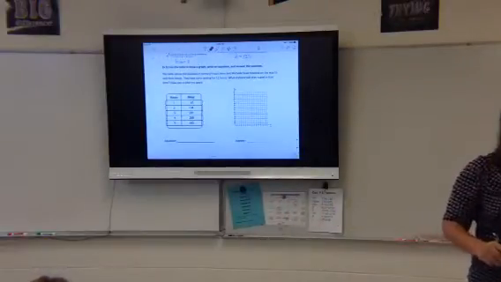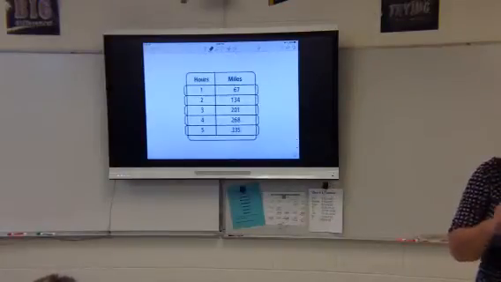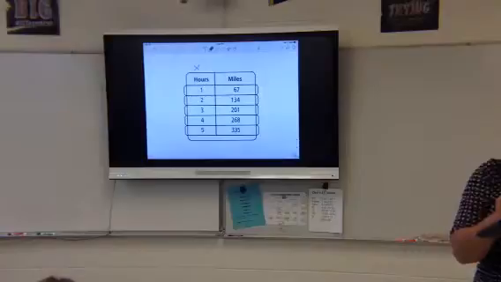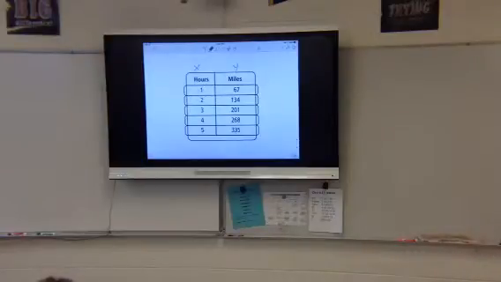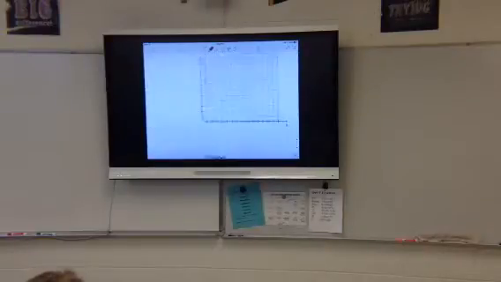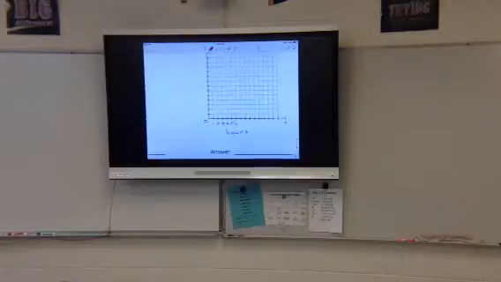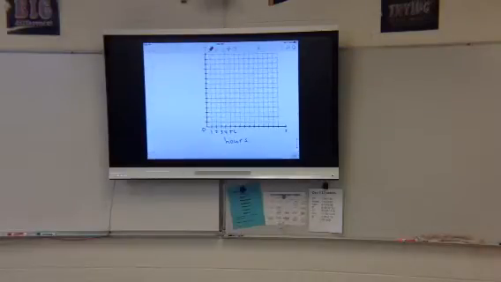Okay, same concept, except for now they give you the table. So you didn't have to come up with a table on this one. Okay, again, the first one will be x, the second will be y. First is x, second is y. Okay, so now, label this. Your x is hours. And since they're counting by ones, again, we're going to just go ahead and count by ones, starting at 0. Okay, and then we're talking miles.